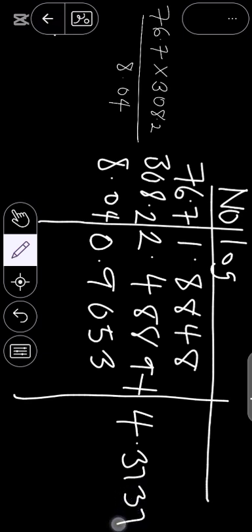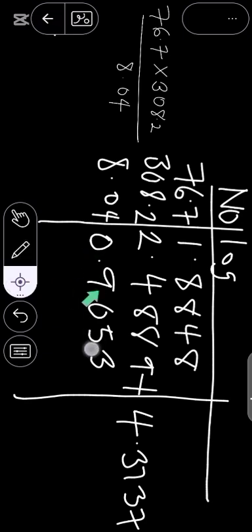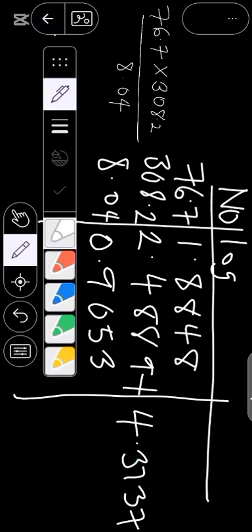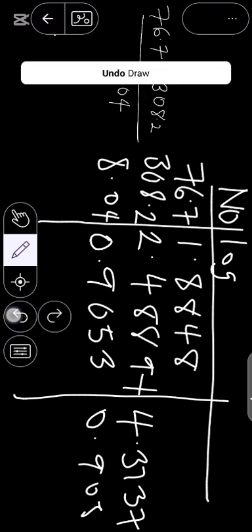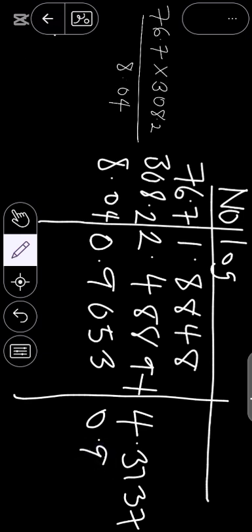It's going to give you 4.3737, and then we have this one under it. This is the log of this one here, right? So let's take it to the other side so that we can just subtract it from this one. So I'm going to say 0.9053, and then we subtract.